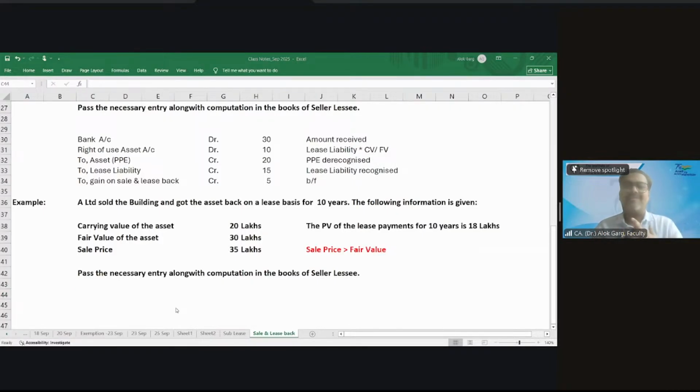Tell me one thing here. So market value is 30 lakh, but the seller is selling at 35 lakh and the buyer is buying at 35 lakh. Why?